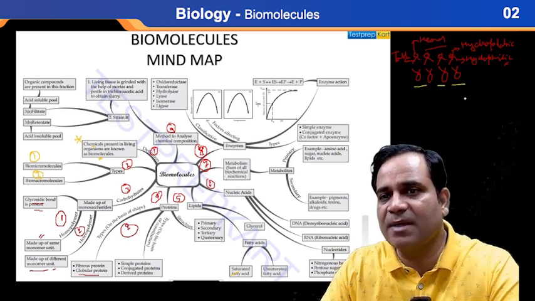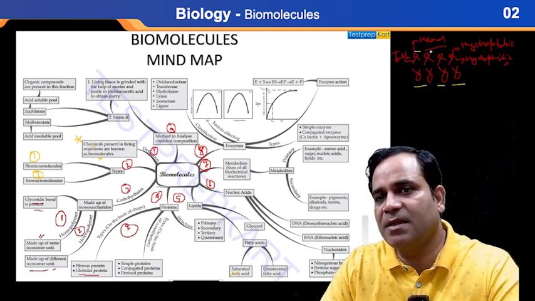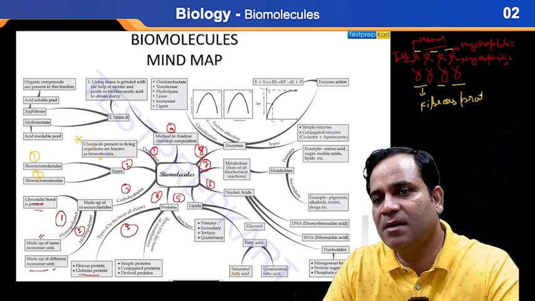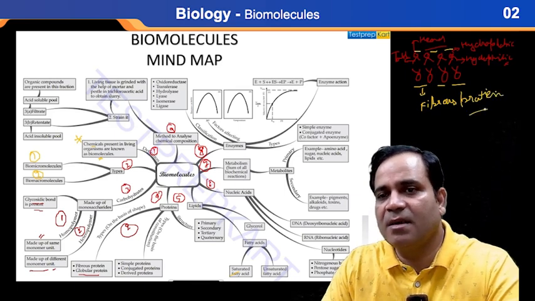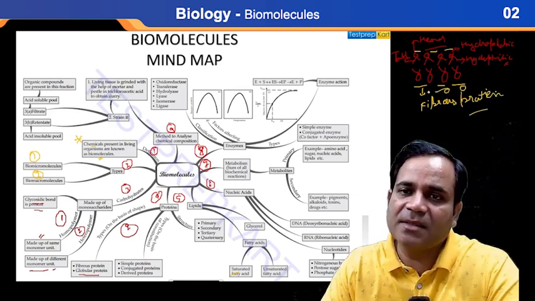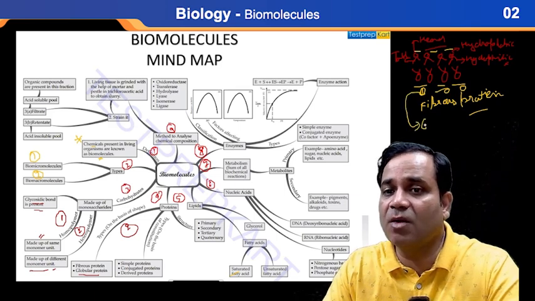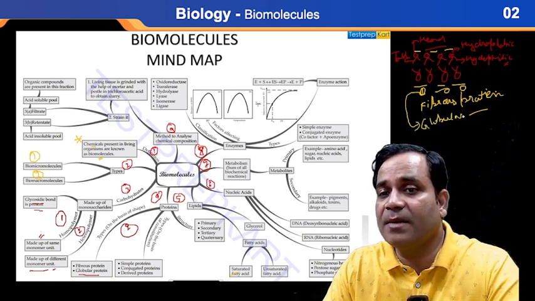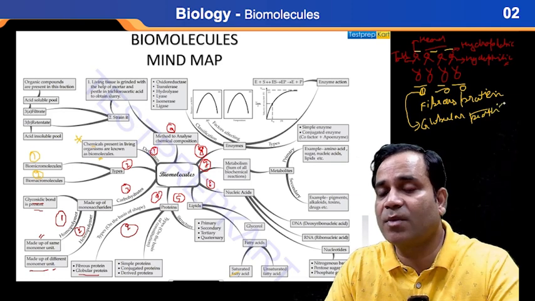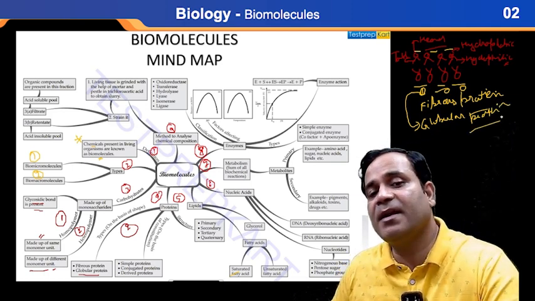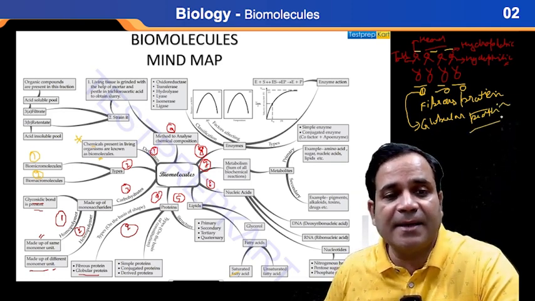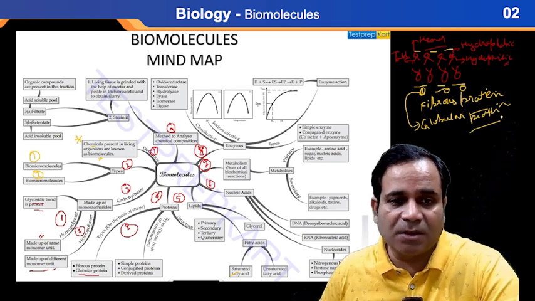This one is a fibrous protein. Suppose this one is a fibrous protein, my dear. So whenever the protein is arranged in this way, this one is known as a globular protein. What am I saying? Globular protein, the protein which is formed of globules, my dear. Is the thing clear? Yes. So now the protein is clear.